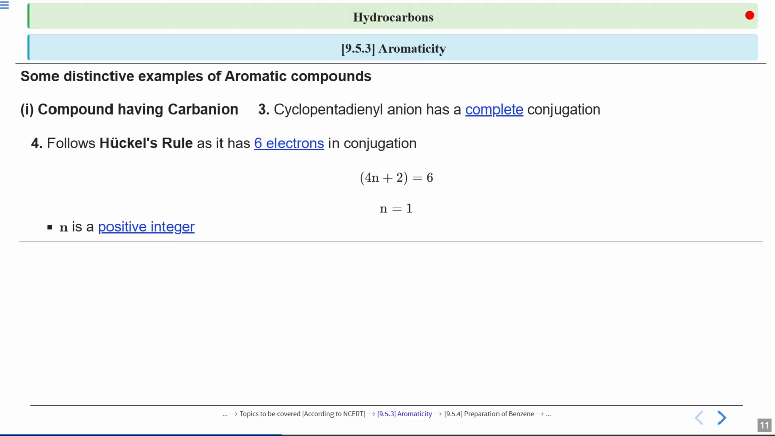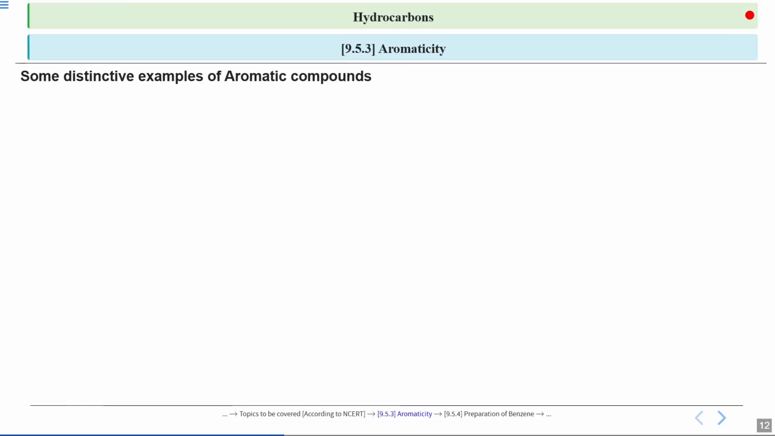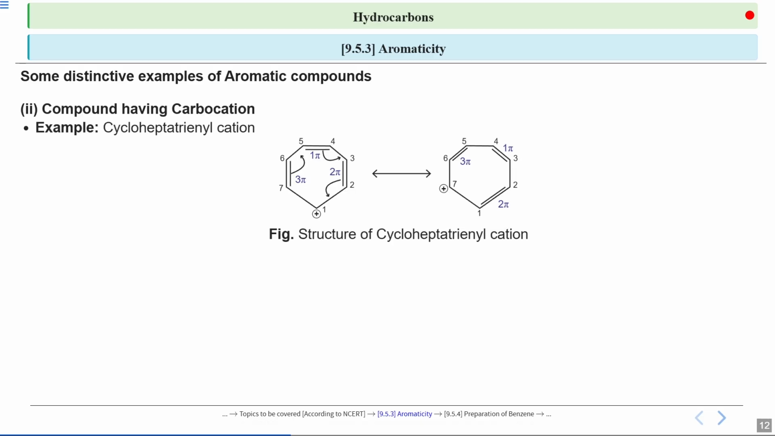Now, moving on further, let us look at some remaining distinctive examples of aromatic compounds. The next one is the carbocation. We have taken the example of the cycloheptatrienyl cation. This is a 7-membered carbon ring with 3 double bonds and a positive charge. Notice how the positive charge is not just on one carbon, but is actually delocalized over the ring, which is important for its stability. Take a look at the structure of the cycloheptatrienyl cation shown in the image.